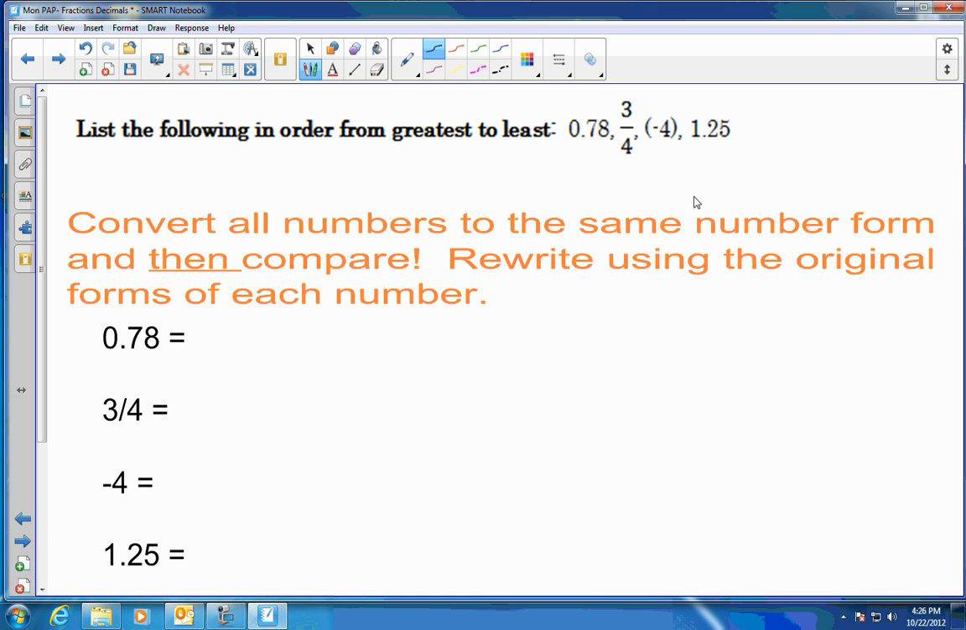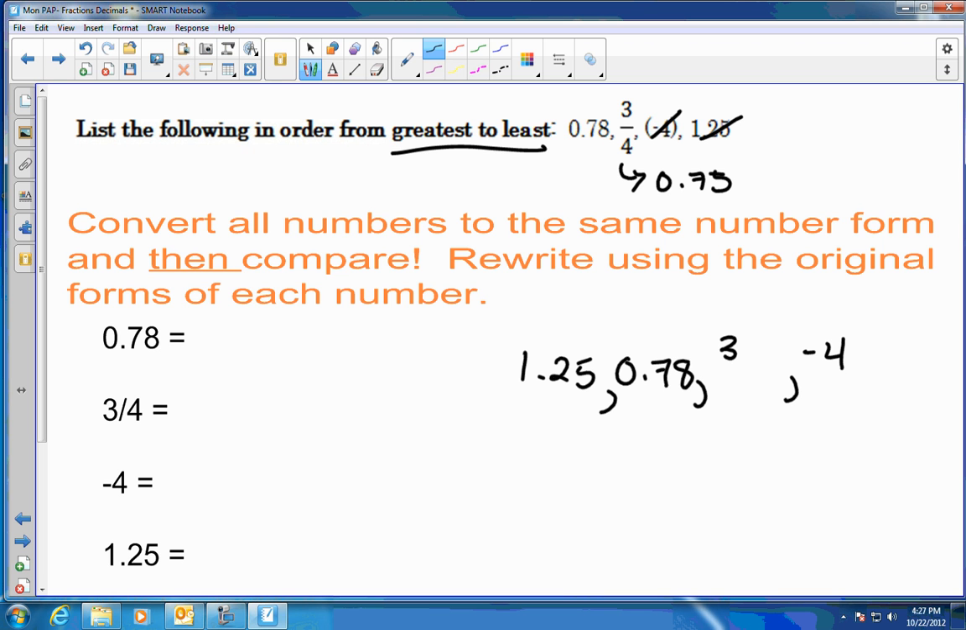In our following question, we're just going to list these in order from greatest to least. So my negative number is going to be my least. I don't even need to convert that. And then I'm going to look at my positive numbers. So my biggest positive number is going to be 1.25 because it has a whole number. And then I know that 3/4 is 0.75. So which one's bigger? 0.78. Now please remember, whenever you're listing numbers from least to greatest or greatest to least, always put them back in their original form when you're listing them.